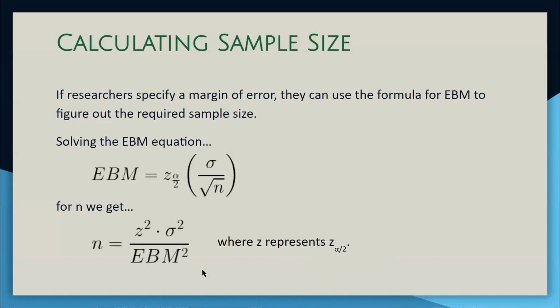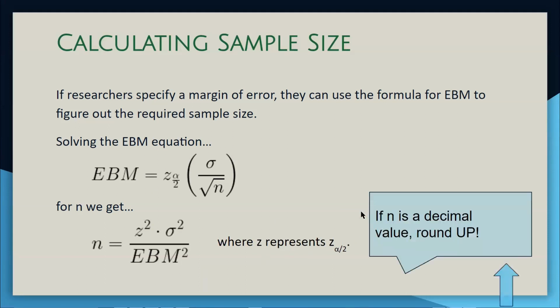Let's go ahead and do an example really quick so you can see what this process looks like. A warning before we do that. More often than not, this equation, because it is a fraction, is going to produce a decimal answer. If your sample size is a decimal, you should always round that up. We always want one more person than one less person. If we have too few people, we're not going to get the appropriate margin of error. It's better to have an extra person than not enough people.